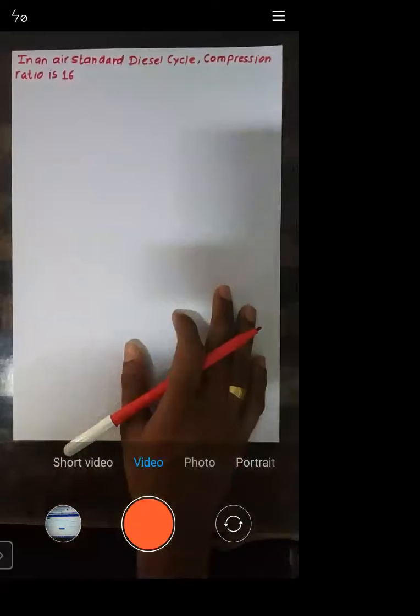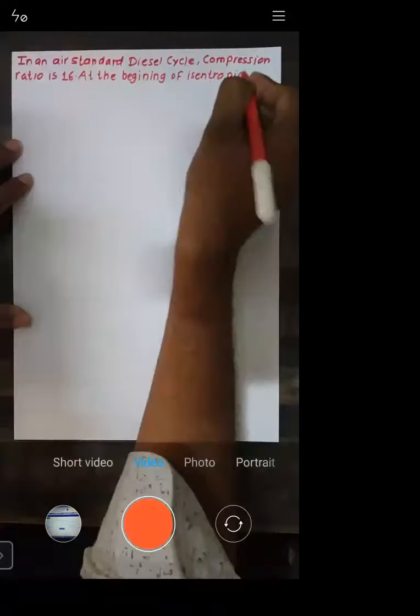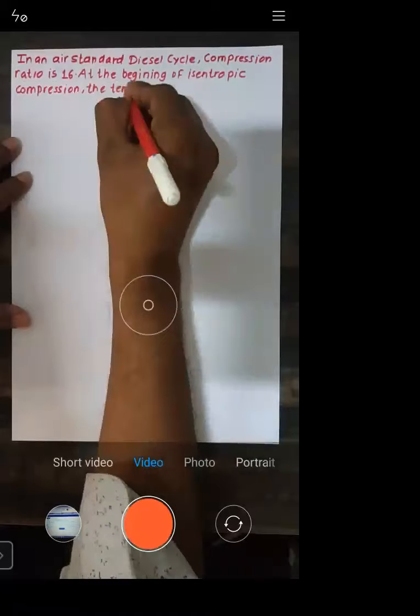At the beginning of isentropic compression, the temperature is 15 degrees Celsius, and pressure is 0.1 megapascal.